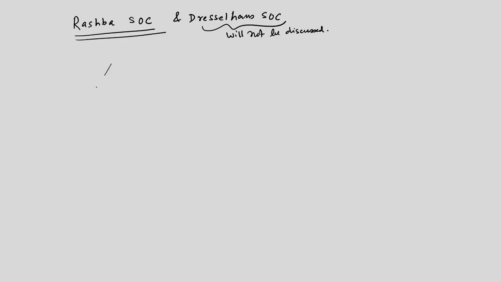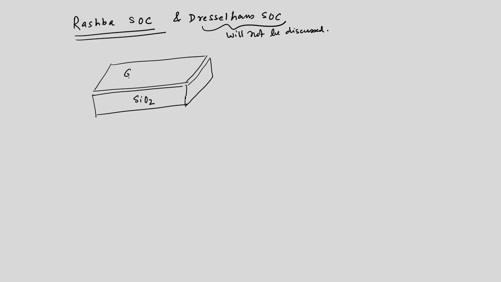Okay, so we have a two-dimensional plane, just like graphene. Graphene is two-dimensional, it's in a plane, and as we have discussed earlier, they are grown on substrates which could be SiO2 and so on. So usually for graphene it's SiO2, but there can be other substrates as well. This is where the graphene is, or other 2D Dirac materials, for example.